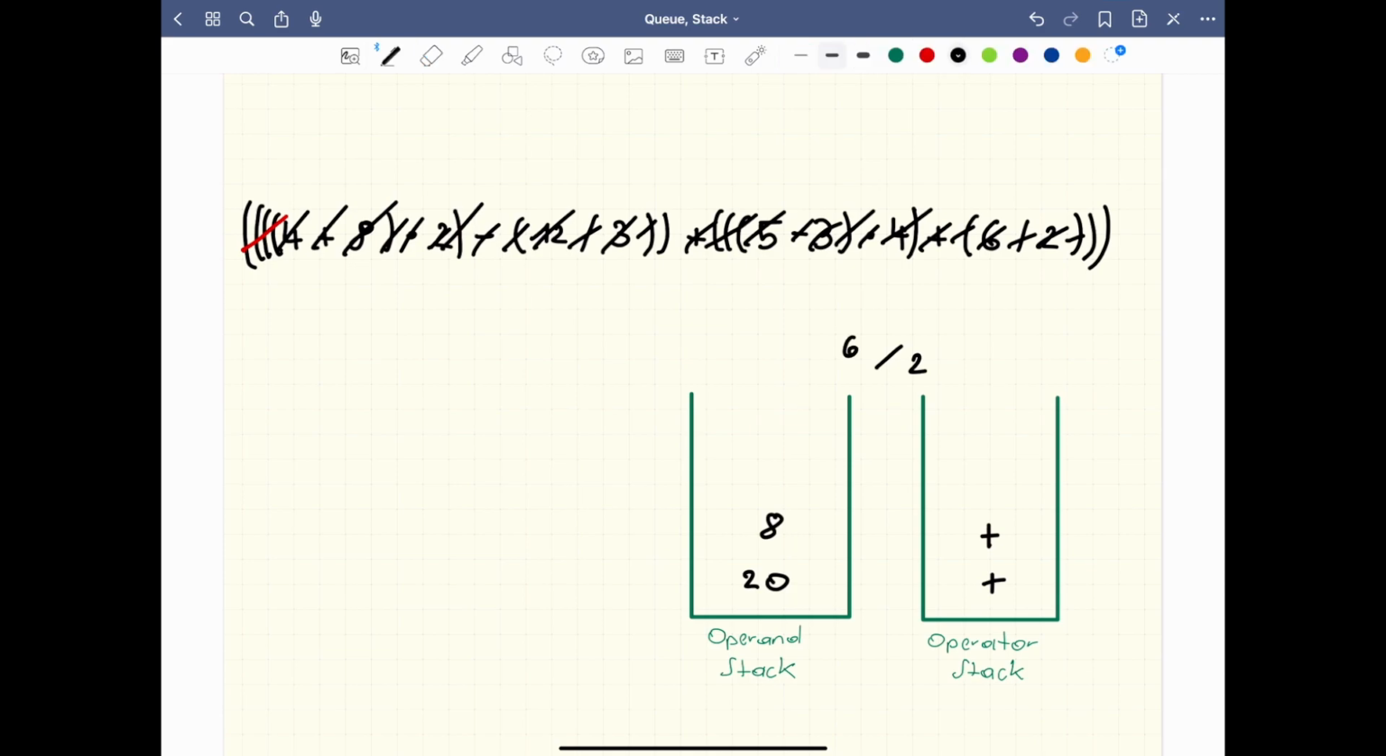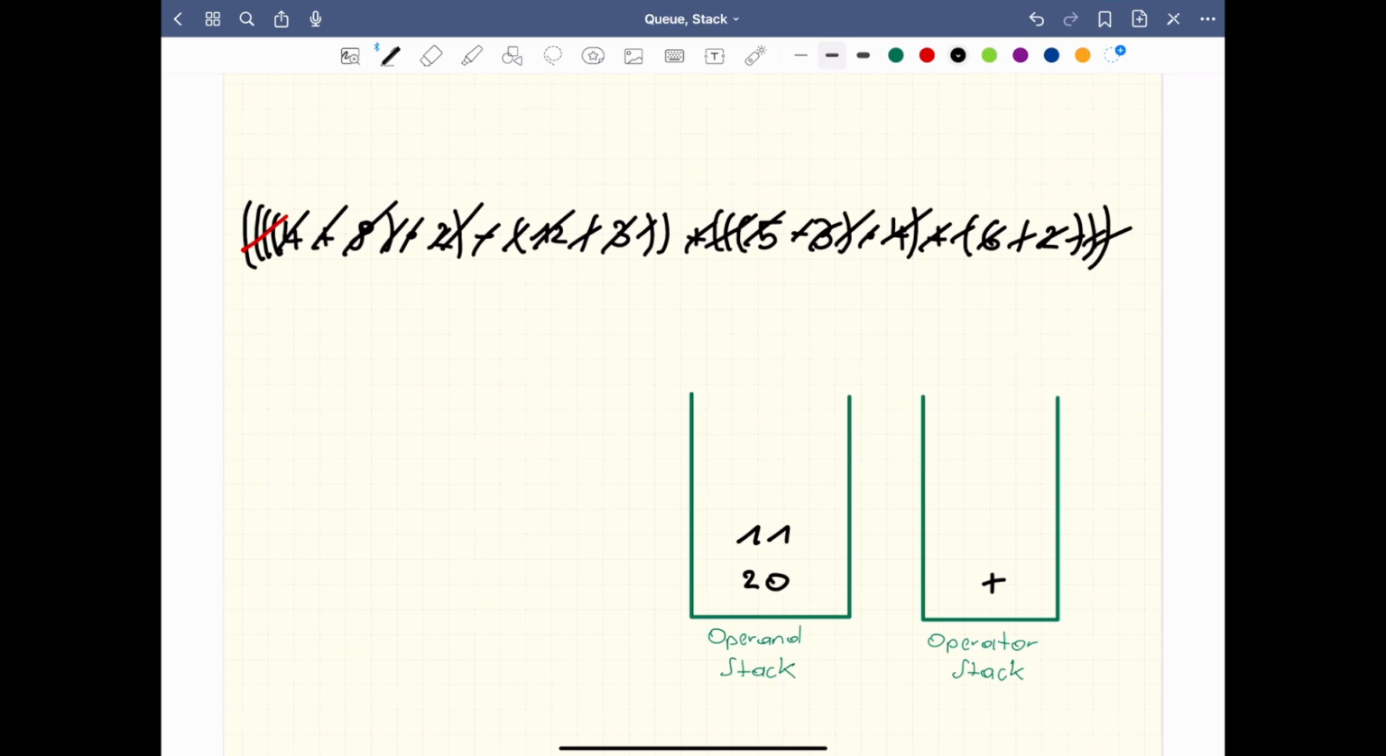6 divided by 2 is equal to 3. And the result is pushed to the operand stack. So the second closing bracket, we get our plus, we pop our 3, we pop our 8, and we know 8 plus 3 equals 11, so we put 11 to the stack.